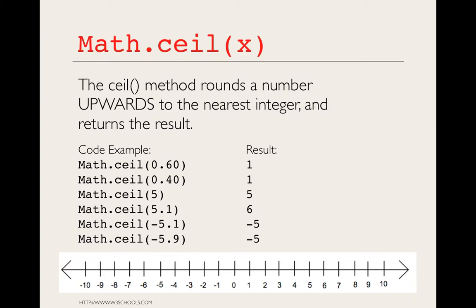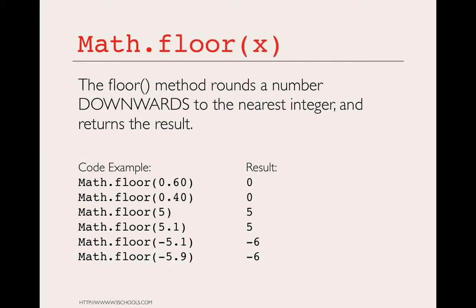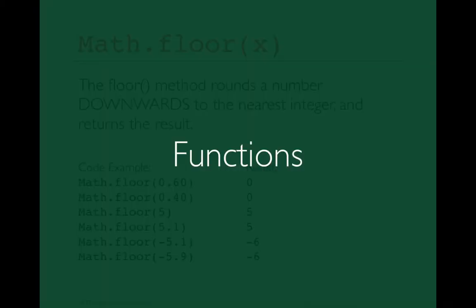Math.ceil is interesting because it rounds upwards to the nearest integer. Think of the number line as you're doing this. The ceiling for 0.6 is 1. The ceiling for 0.4 is also 1 because it's rounding up. The complement to Math.ceil is Math.floor, and it rounds a number down. Kind of handy at times. If you just want an integer value, it's very handy.